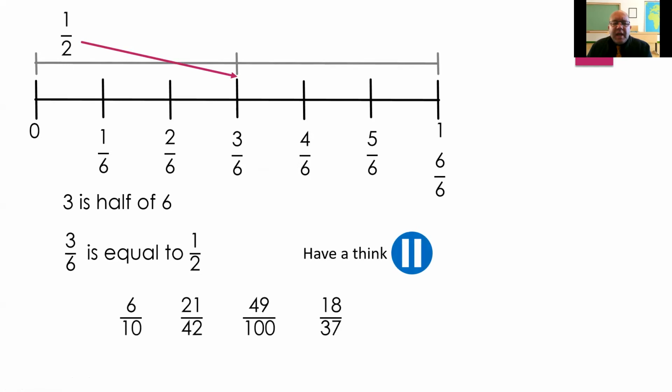Which one of these is the same as a half? Have a think. We've got 6/10, 21/42, 49/100, and 18/37. Which one is equivalent to a half? Well, it's the 21/42. The reason being is the denominator is exactly double the numerator. If we double 6, we get 12. So that one is no good. If we double 49, we get 98. So that's no good. And if we double 18, we get 36. That's no good. But if we double 21, we get 42. So that is equivalent. It is the same as 1/2.